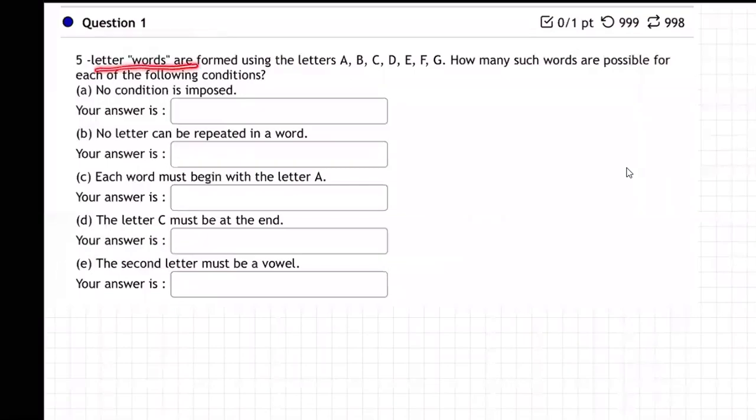Okay, 5-letter words are formed using the letters A, B, C, D, E, F, G. How many such words are possible for each of the following conditions? First off, no condition imposed.